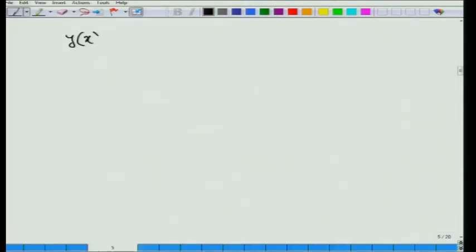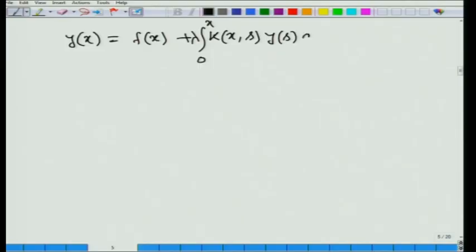So, to be specific in terms of mathematical notation, this is your given integral equation: y(x) equals f(x) plus lambda times the integral from 0 to x of K(x, s) y(s) ds. So, the first criterion is that the lower limit should be equal to 0. Now, if capital K(x, s) is a function of small k(x minus s), that is, if this condition is satisfied by the kernel, then only can we apply the Laplace transform method.